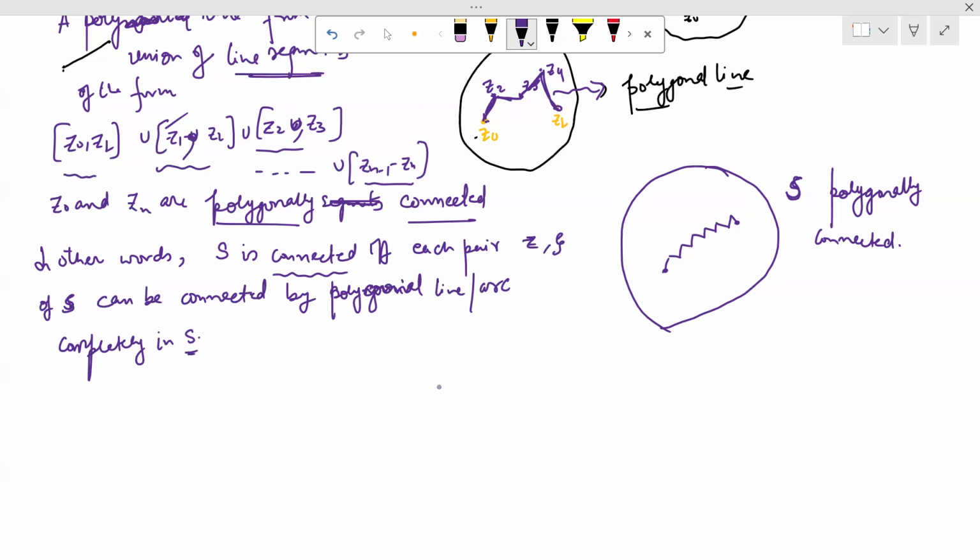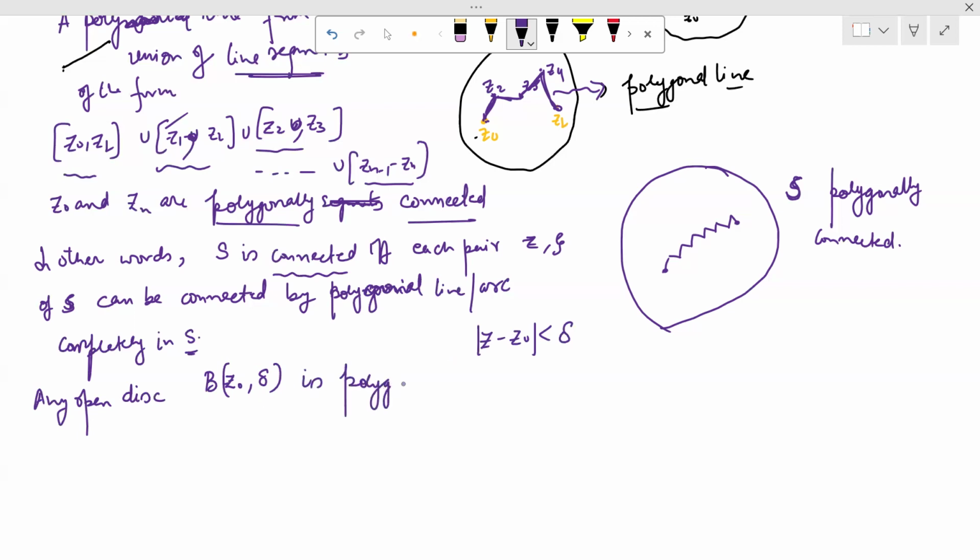For example, if I consider any open disk, what was an open disk? Yesterday we discussed any open disk centered at Z0, comma, let's say delta or epsilon, right? So what does it mean? It means we are talking of some quantity like this. Is that fine? So any open disk is polygonally connected.